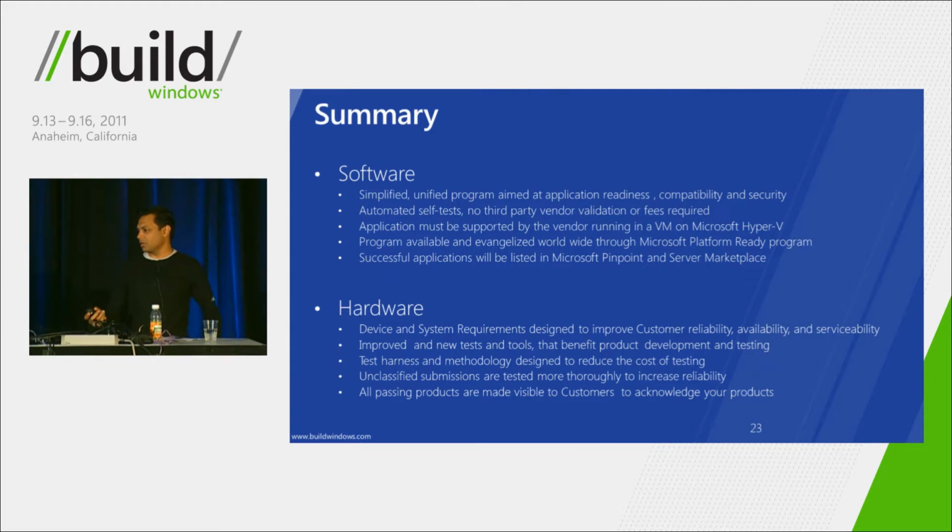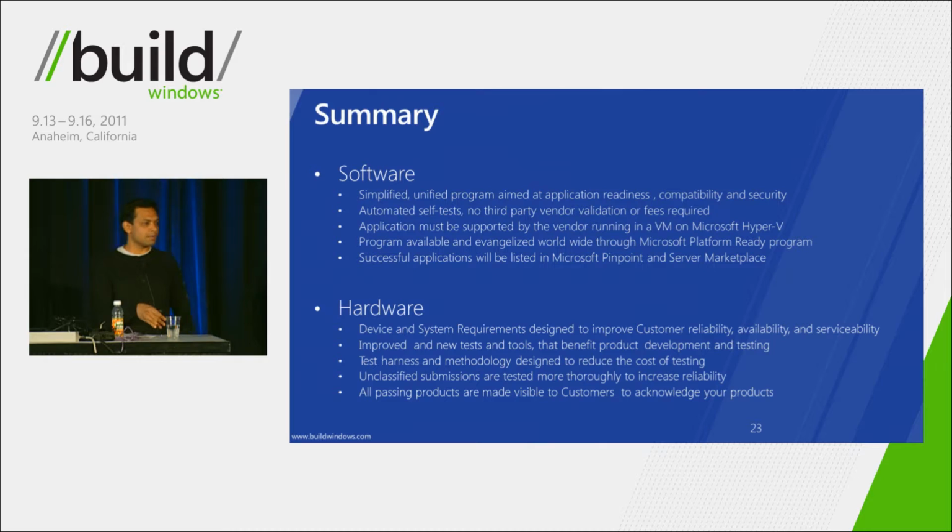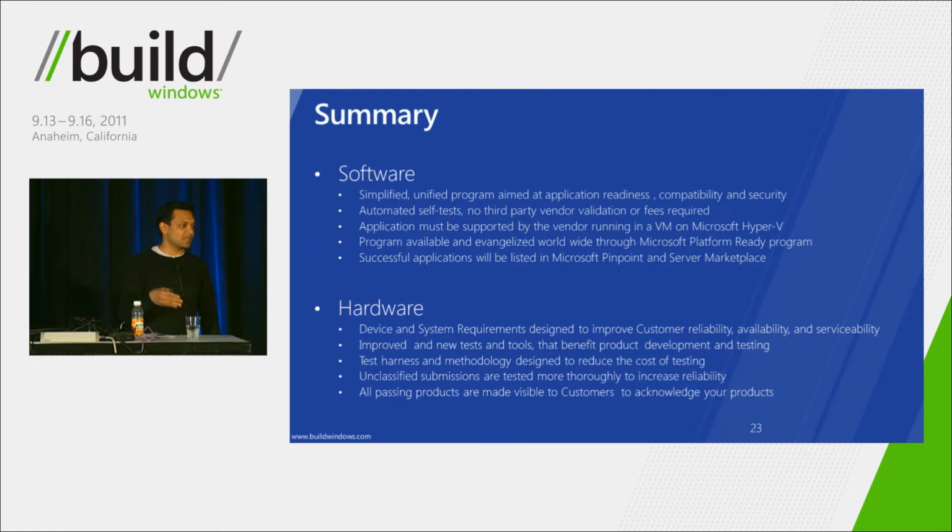All right, in summary, on the software side, the program has been simplified. It's a unified single logo program, no longer a third-party test vendor. You can go to the website, download the test tool, run the test, upload test results back to Microsoft, and if you sign the license agreement, you're going to get the sticker, if you will. So then the app is now certified, and the app will be automatically listed in the server marketplace. We also recommend that line of business apps are also tested with these toolkits, but they can't get certified. That's the big summary on software.